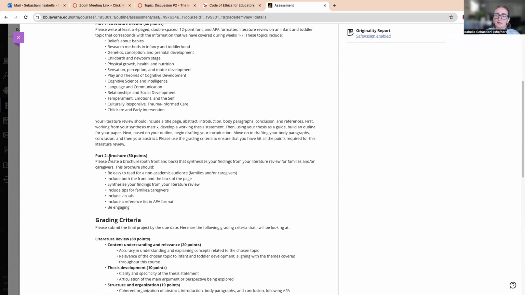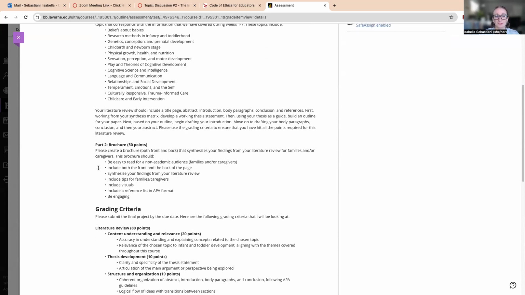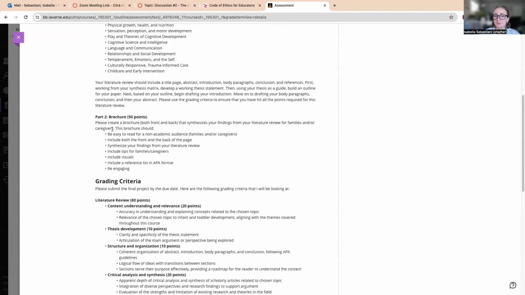Part 2 is creating an informational brochure on the topic discussed in your literature review. So this brochure should be both the front and back of the paper, and it should synthesize or summarize your findings from your literature review. And it should be easy to read for those who do not understand academic jargon. So it should be easy to read for either caregivers, families of children, or both. And so that's the brochure.